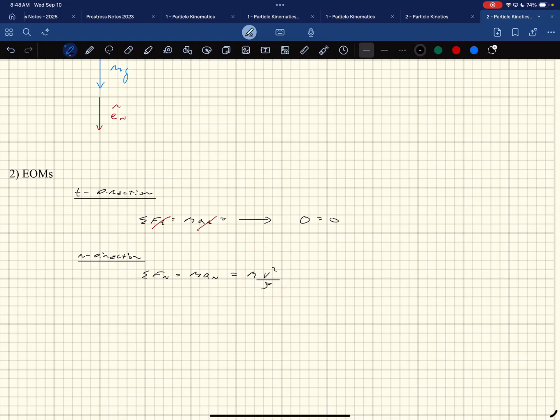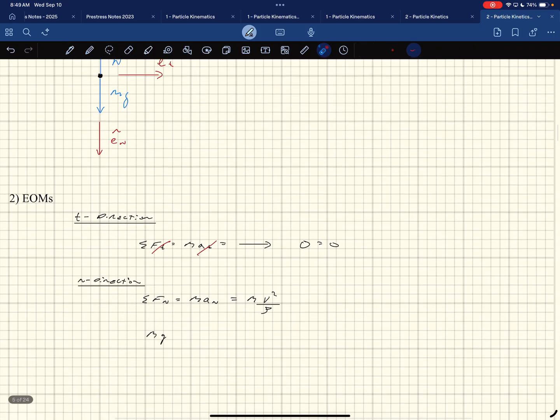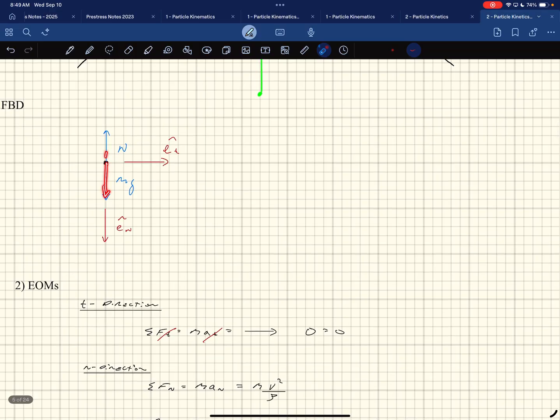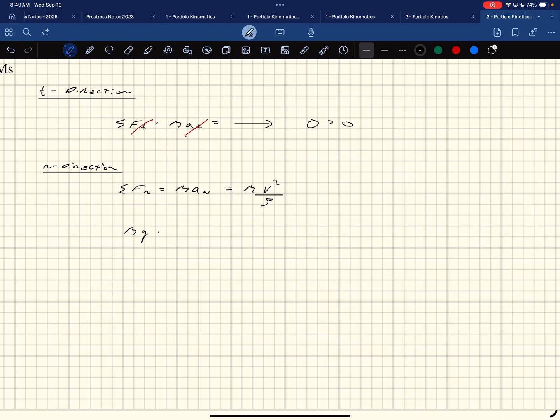And so let's expand this thing out. I have mg acting in the positive e_N direction. I come back up here and I say, well, what's acting on this? Well, I've got mg acting this way and the normal force acting that way. So it's mg minus N, the normal force, is equal to m v squared over rho.